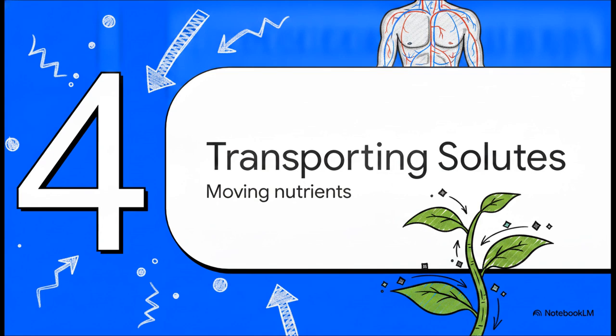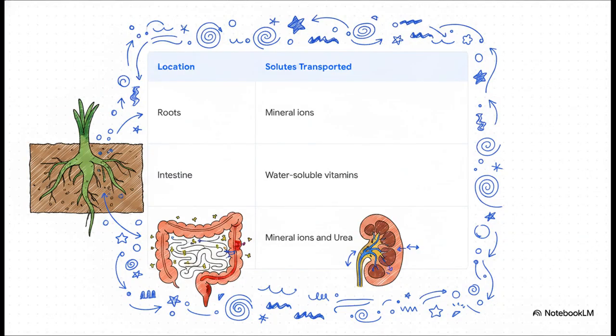All right, part 4. Transporting essential solutes. Moving nutrients where they belong. Let's step away from gases for a second and look at how our bodies and plants transport other crucial dissolved materials, which are known as solutes. This is absolutely essential across the board for nutrition and waste management.